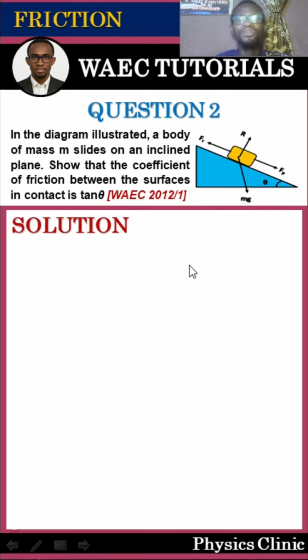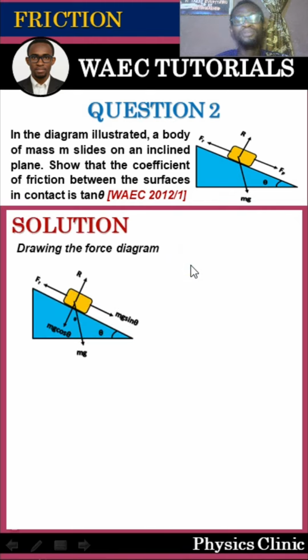So the first thing to do is to draw the force diagram. Now to draw the force diagram, you see that our weight is being replaced by two forces, which are mg cos theta and mg sin theta. Now what we are going to do is the balancing. Based on the horizontal balancing, we see that Fp, which is the force sliding it down, should be equal to mg sin theta, which is the horizontal component of the weight.